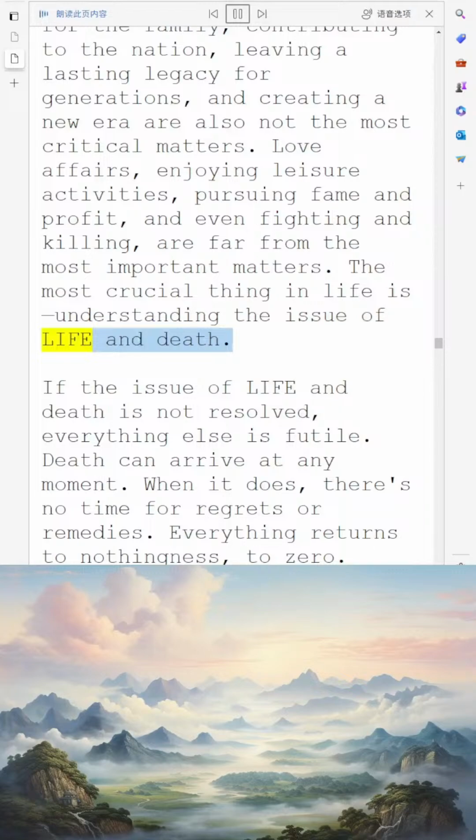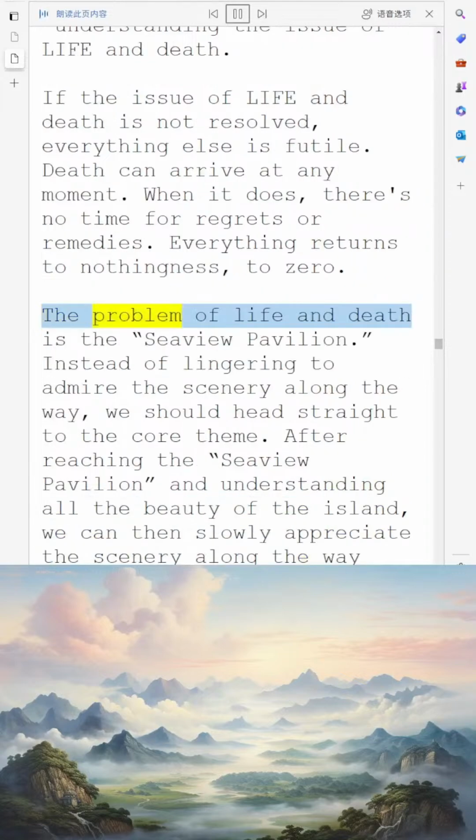Understanding the issue of life and death. If the issue of life and death is not resolved, everything else is futile. Death can arrive at any moment. When it does, there's no time for regrets or remedies. Everything returns to nothingness, to zero. The problem of life and death is the sea view pavilion.